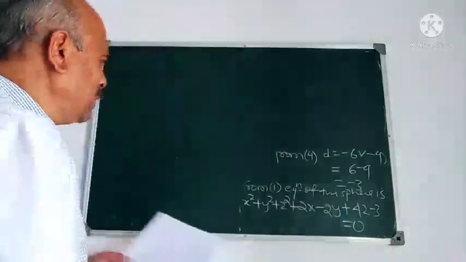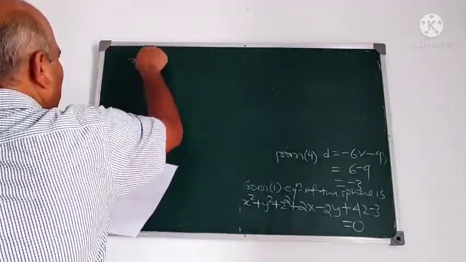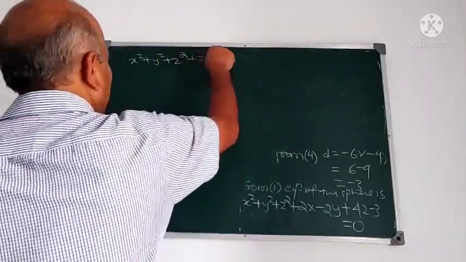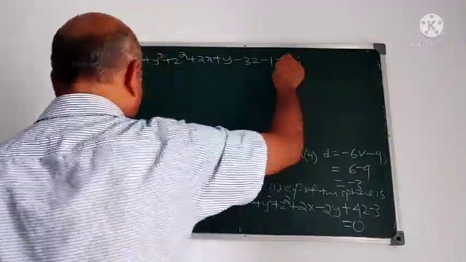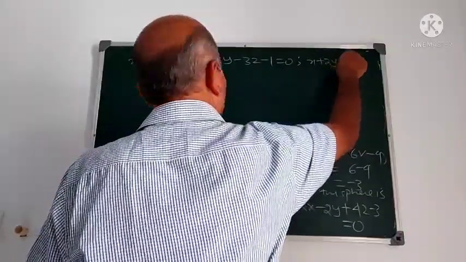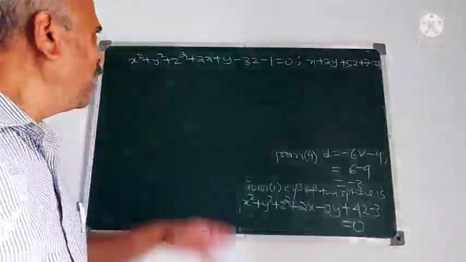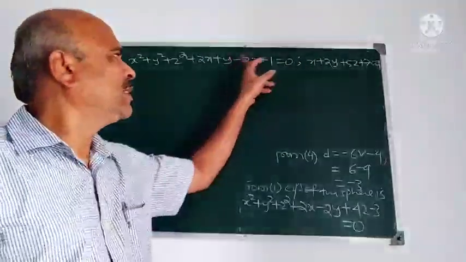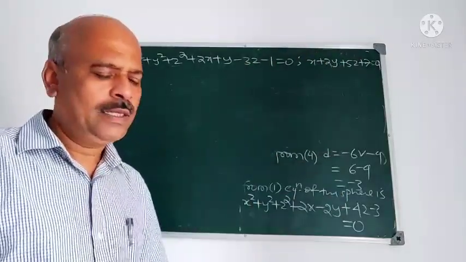Now one exercise. Find the equation of the sphere passing through the circle x square plus y square plus z square plus 2x plus y minus 3z minus 1 is equal to 0 and x plus 2y plus 5z plus 7 is equal to 0. What is the question? Find the equation of the sphere passing through this circle. It represents a circle. Sphere and plane taken together always represent a circle.